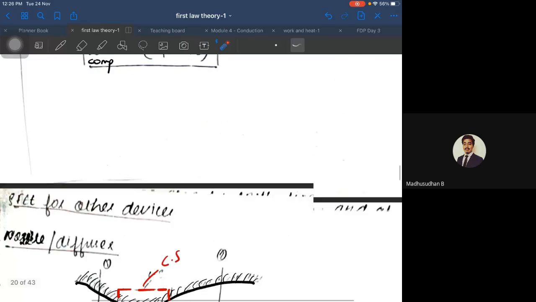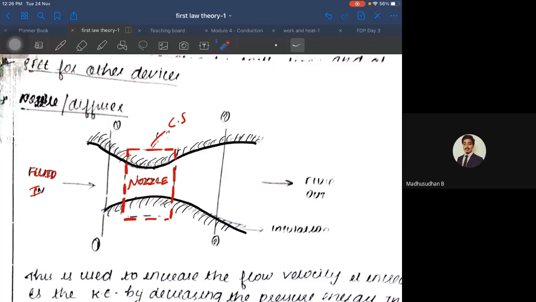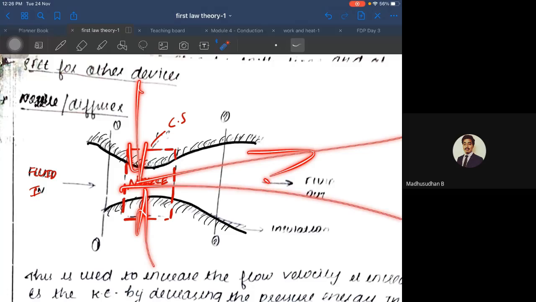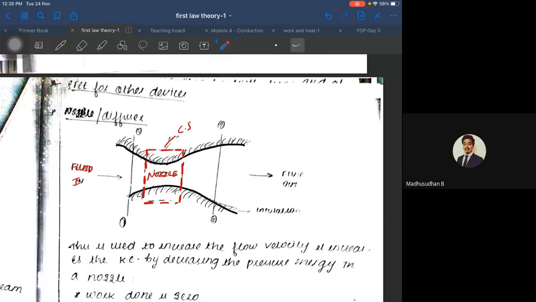Let us look into another equipment, which is known as a nozzle. So what does a nozzle do? It converts pressure into velocity. If there is a huge pressure at this particular frame, what happens? The nozzle will pinch it up and your velocity gets increased and pressure drops. So that is the function of your nozzle.